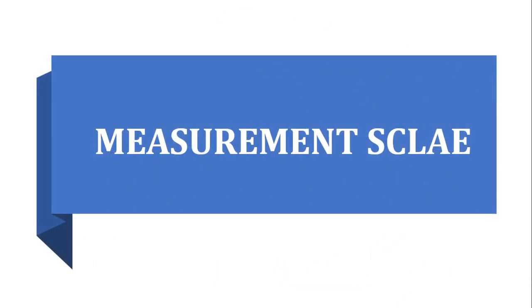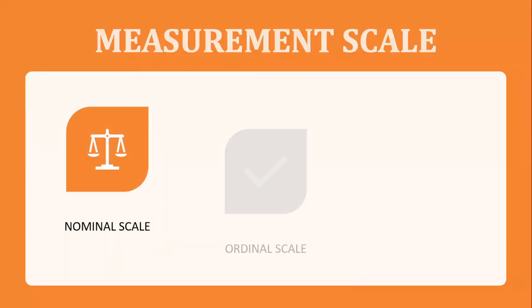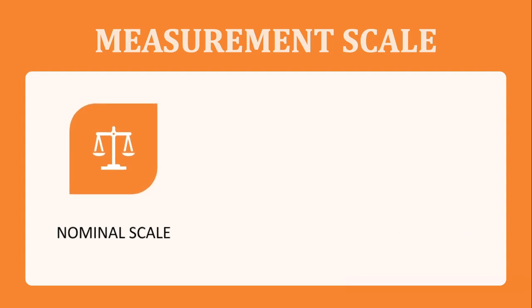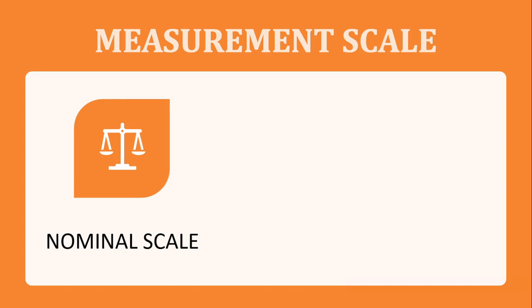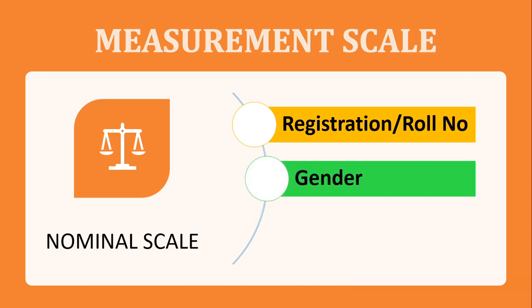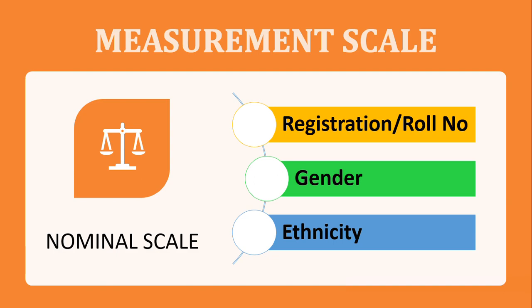So the answer is measurement scale. The first thing you must identify is the measurement scale of your variables. We have three types of measurement scale: nominal, ordinal, and interval and ratio. The nominal scale means our data is categorical. For example, we may have the registration number or roll number of students, gender of students male and female, ethnicity of people, caste of the person, or the place where a person was born. These are nominal scale variables.